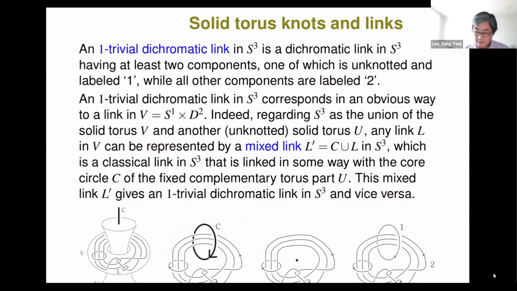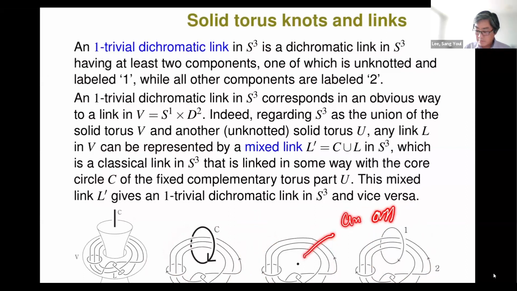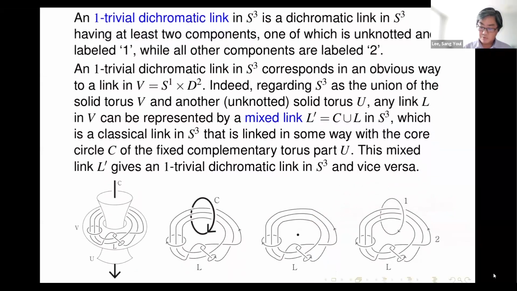This diagram is the projection of this link into a plane. This is called an annulus diagram, or some people call it the punctured diagram of a solid torus link. So solid torus knots and links can be understood as one-trivial dichromatic links.